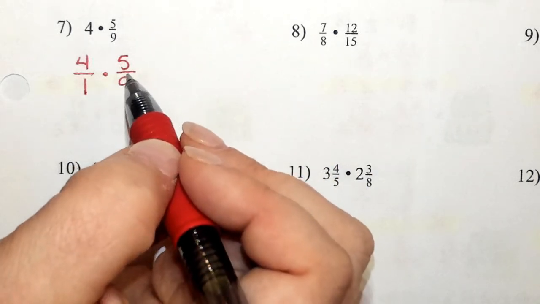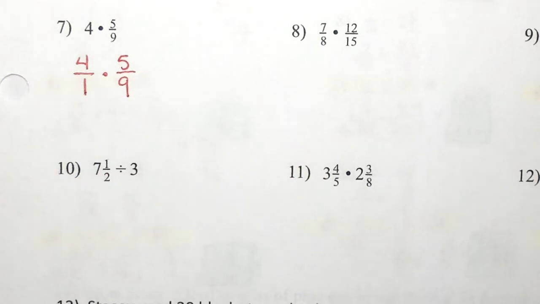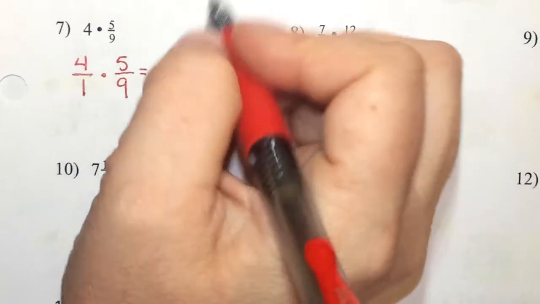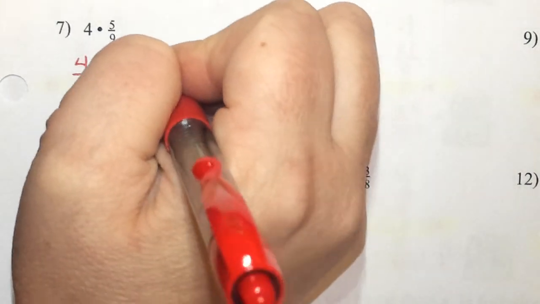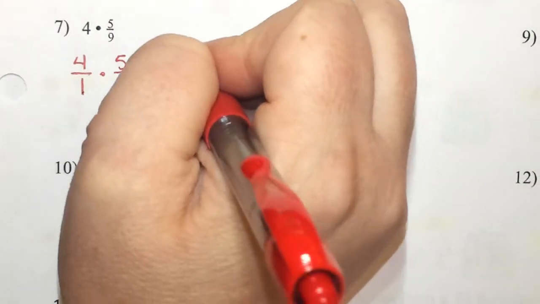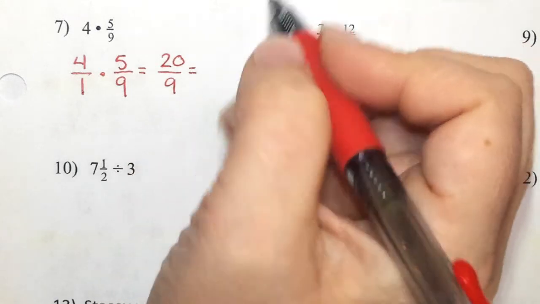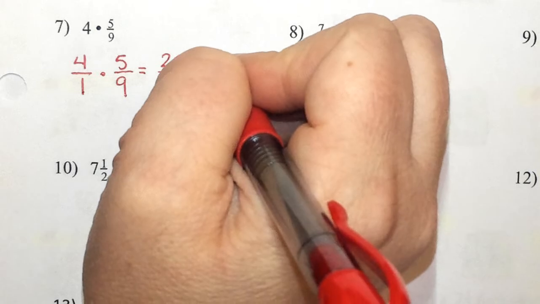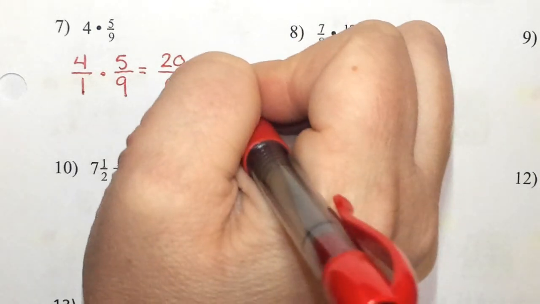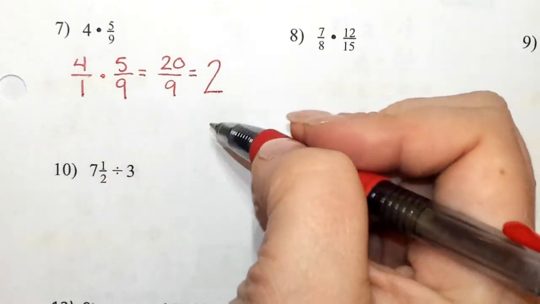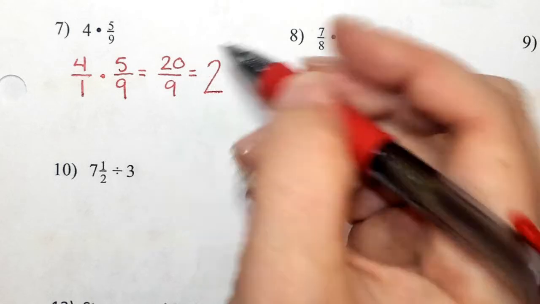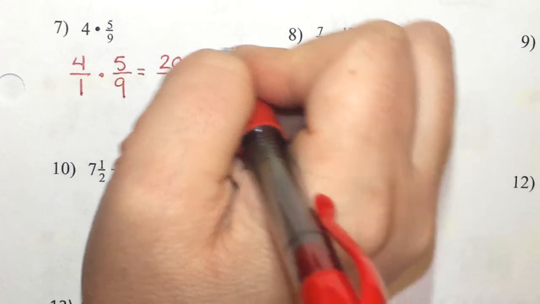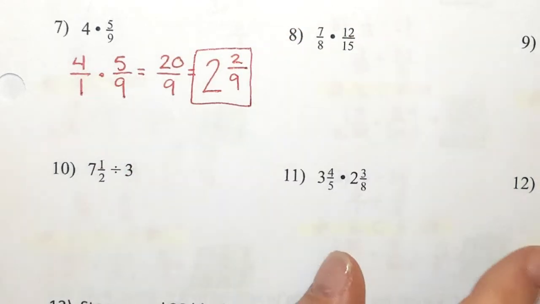All right. Can anything simplify? No. All right, so what do I get when I multiply here, Blake? 20 over 9. Can I leave it like that? No. How many times will 9 go into 20? 2 times. There will be 2 out of 9 left. Yeah. So 9 will go into 20 twice. That gives me 18. So I have 2 more left over. 2 and 2 ninths.